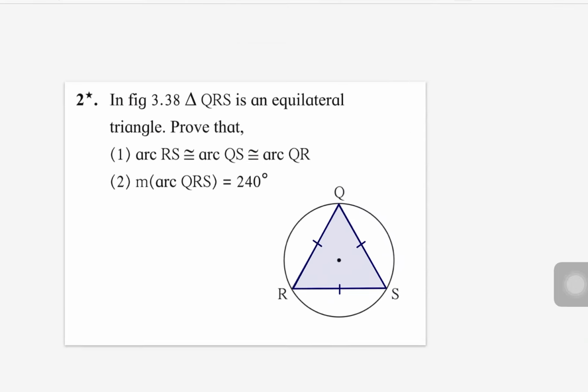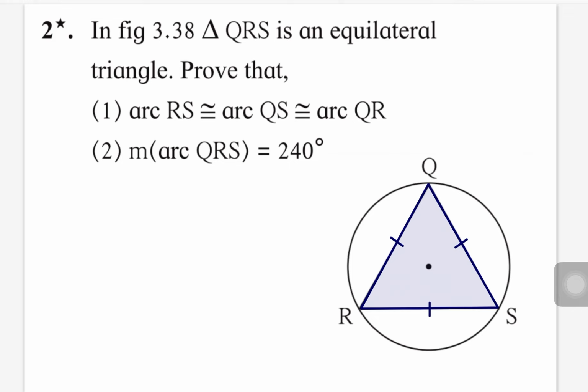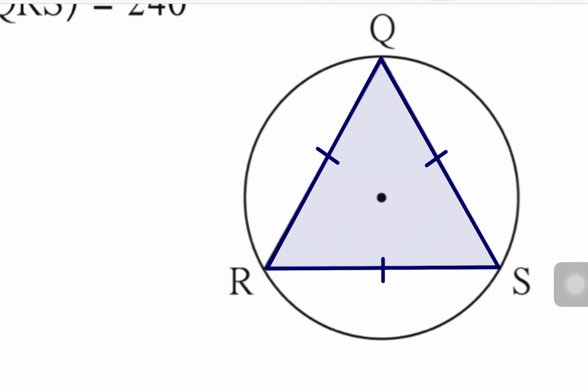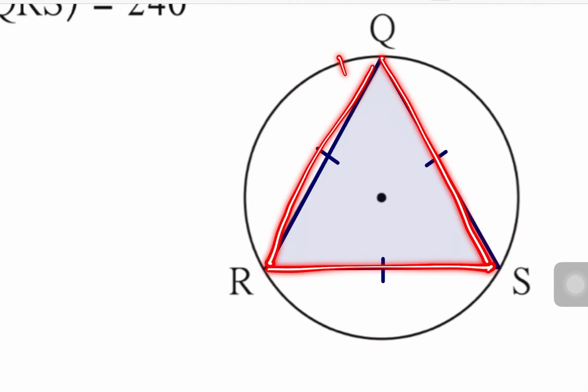Then they have said prove that. What do we have to prove? Arc RS is equal to arc QS is equal to arc QR. Now three sides are equal. That means these are the chords of the circle. This is a chord, this is also a chord and this is also a chord. If chords are equal, then their corresponding arcs are also equal.